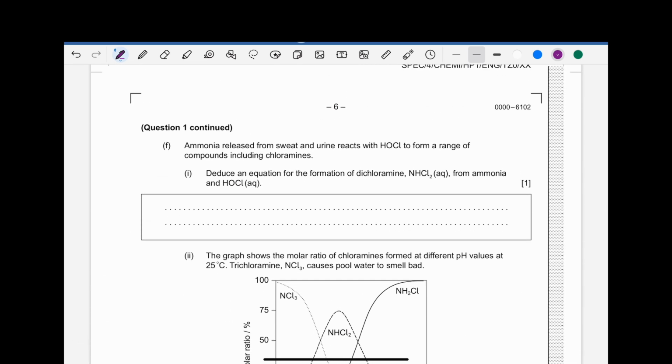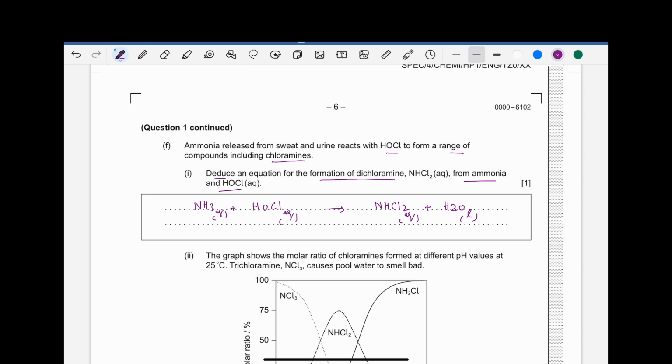Ammonia released from sweat and urine reacts with HOCl to form a range of compounds including chloroamines. Deduce the equation for the formation of dichloroamine from ammonia and HOCl. So our reactants are ammonia NH3 aqueous, plus HOCl aqueous, and one of the products they have given us is NHCl2 dichloroamine aqueous, plus water will be produced as a liquid. So we need to balance this.